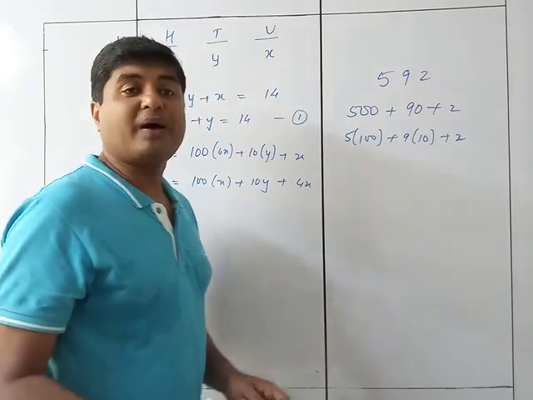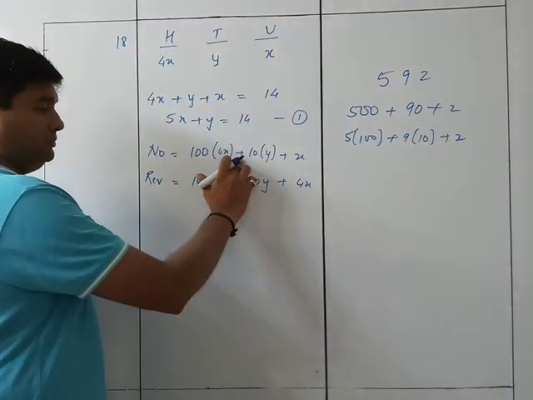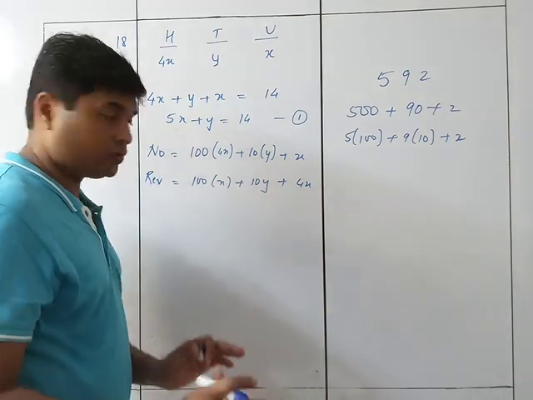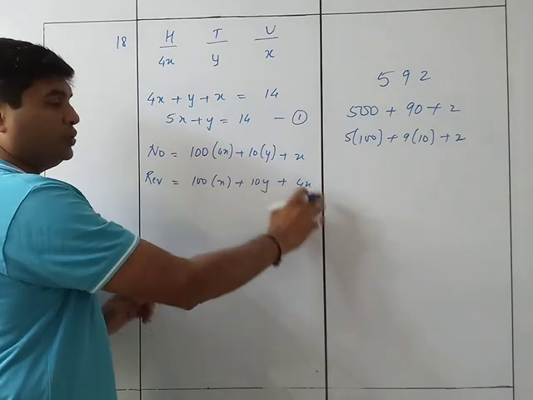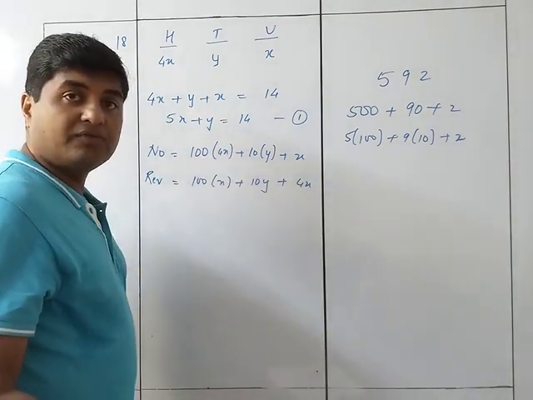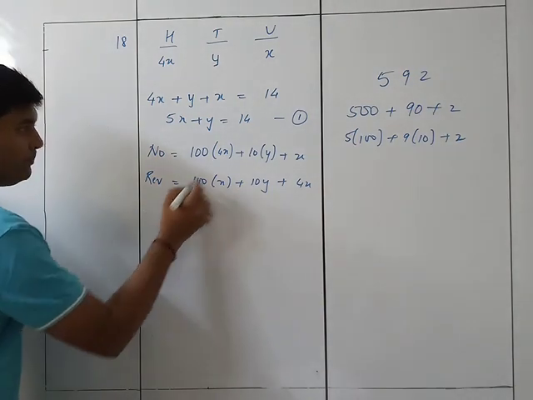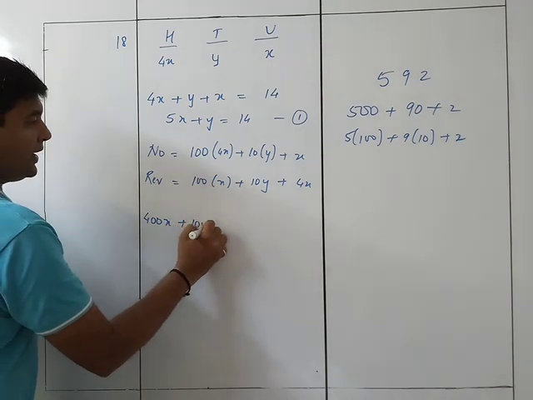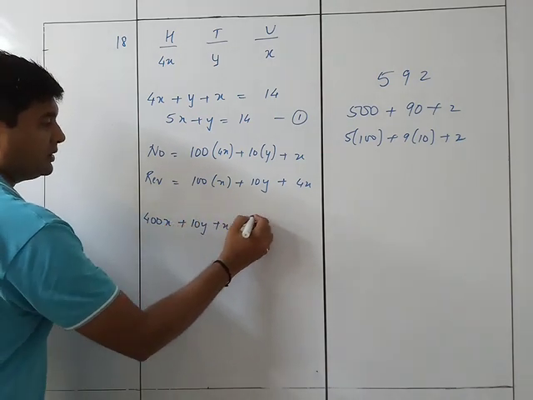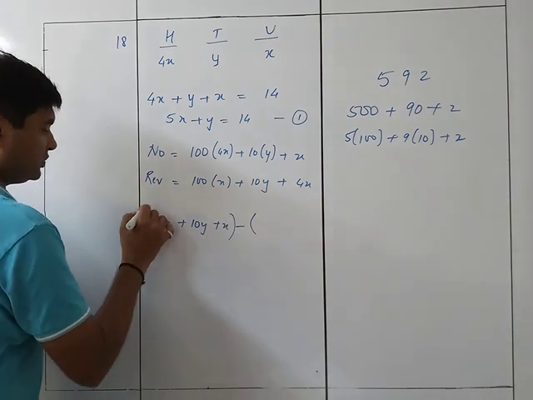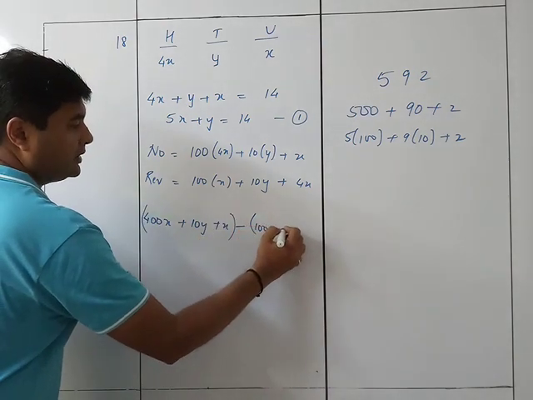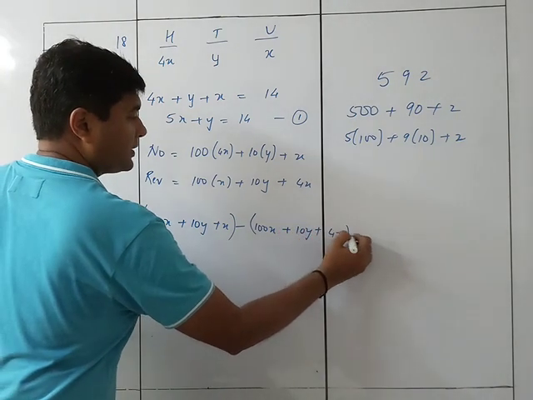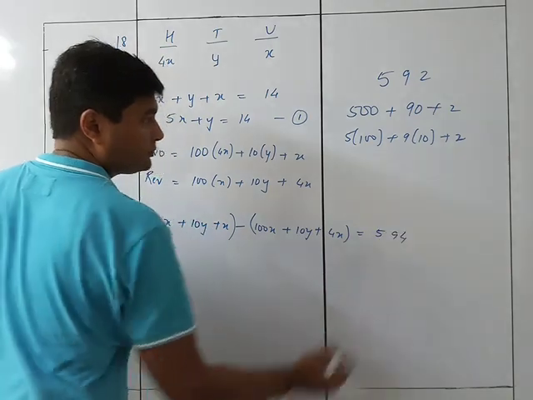And they have given us that if the number is reversed, the value of the number is decreased by 594. That is, this minus this will be 594. The value is decreased, so the original number minus the new number is going to decrease by 594. So let's check this out. This thing is nothing but 400x plus 10y plus x minus this number, which is 100x plus 10y plus 4x, is equal to 594.